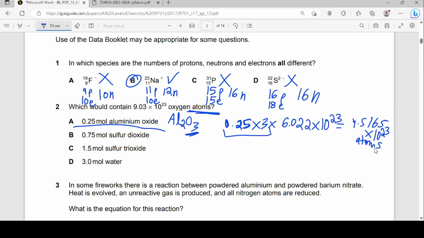Okay, 4.5165 into 10 to the power of 23. So obviously that's not 9.03 into 10 to the power of 23. So you can cross this out.